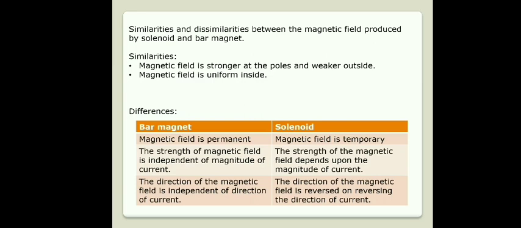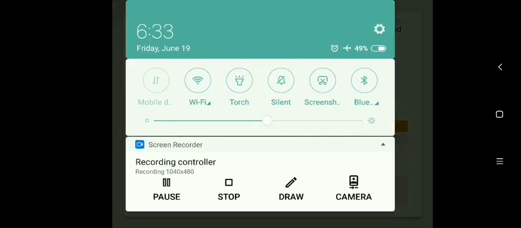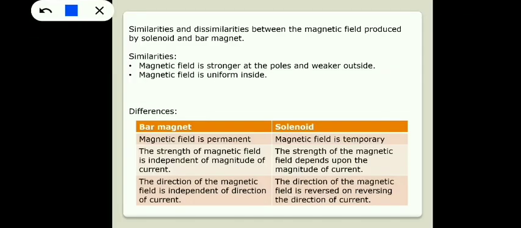In the case of a bar magnet, the magnetic field is permanent. But in the case of a solenoid, the magnetic field is temporary. Why is it so? Because a solenoid behaves like a magnet as long as current is flowing through it. Whenever the current flow through the solenoid stops, it stops behaving like a magnet. So the magnetic field shown by a solenoid is temporary.